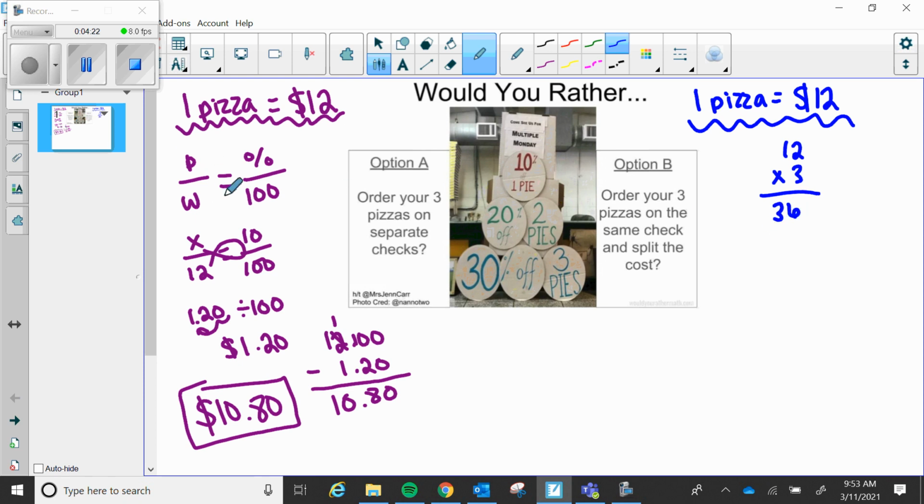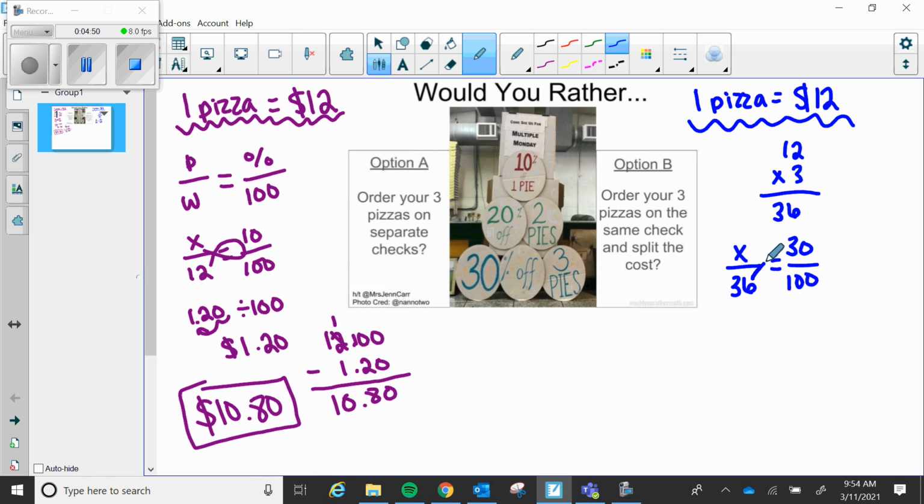Now I can use the same proportion that I did over here, part over whole equals percent over 100. This time though, my percent is different, and so is my total. My total, or my whole, is $36, and the percent now is 30 because we ordered 3 pizzas on the same check. So my percent would be 30, and that always goes over 100. I'm going to do the fish method again.